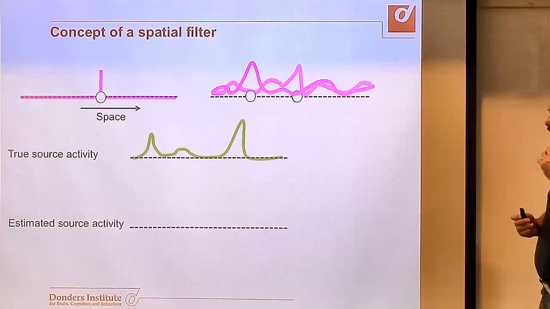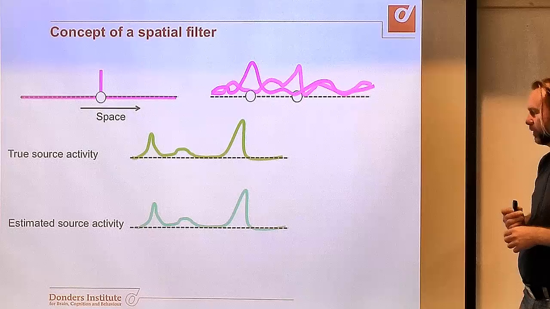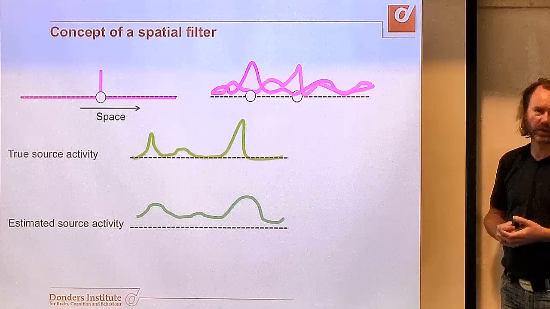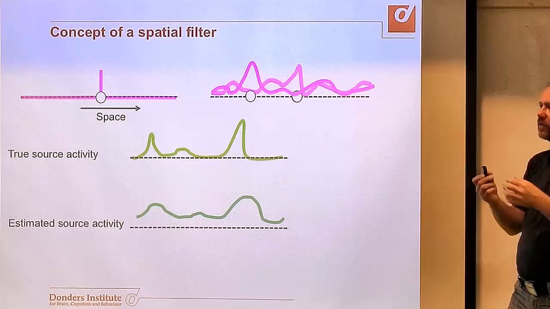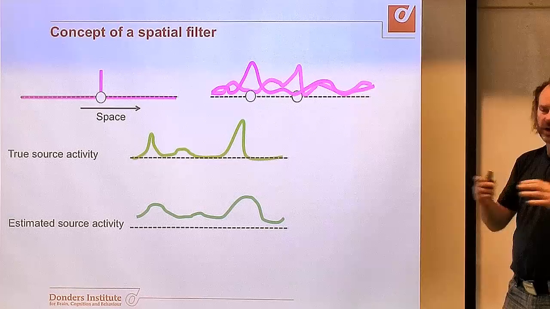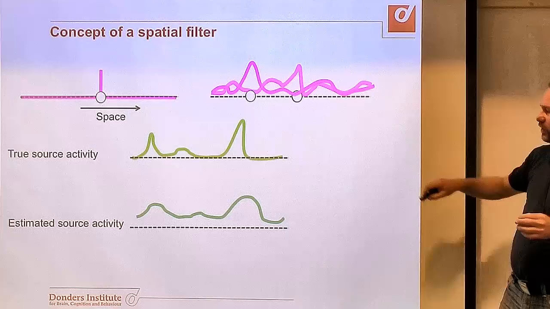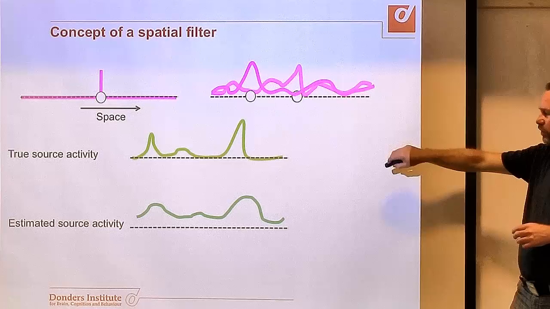So the true source activity might be like this. The estimated source activity, we would like it to be like this, but in reality it's going to be something like this, because it's just blurred. And here we're not necessarily assuming that the activity is at a single location. We're assuming that there can be activity everywhere, but we're estimating activity at one location at a time. If this were the spatial filter, then we would be able to reconstruct the true source activity. But since this is the spatial filter, this is the reconstruction that we get.